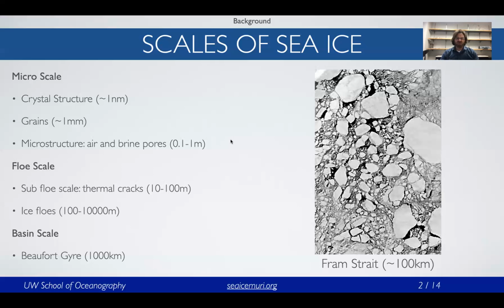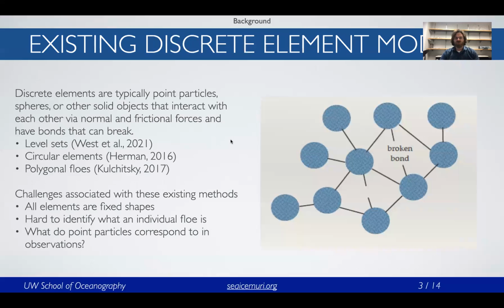This can include things such as the Beaufort Gyre, which can be 1,000 kilometers across. And on these scales is when we start seeing the large kinematic features such as leads and sea ice forming. And then this just wide range of scales with different physical processes that happen on these different scales present a very tough challenge for modelers of sea ice, both on the discrete element side as well as the continuous side of sea ice modeling. Today, we're going to focus on the discrete element models.